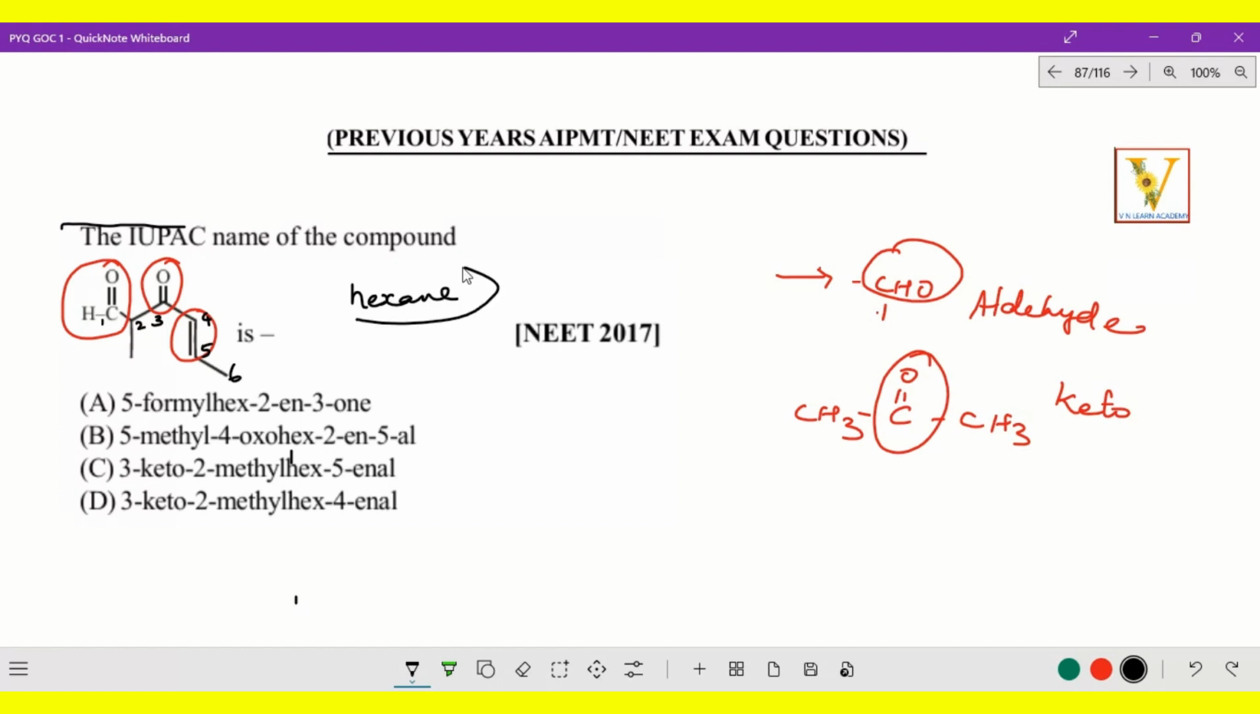Hexane, so that means this is the parent long chain structure. Here on the second carbon a methyl group is attached. So 2 methyl group, 3 keto group, 4 ene. So which is the correct way we bring it? 3 keto, 2 methyl, hexane, 4 ene, and Al.